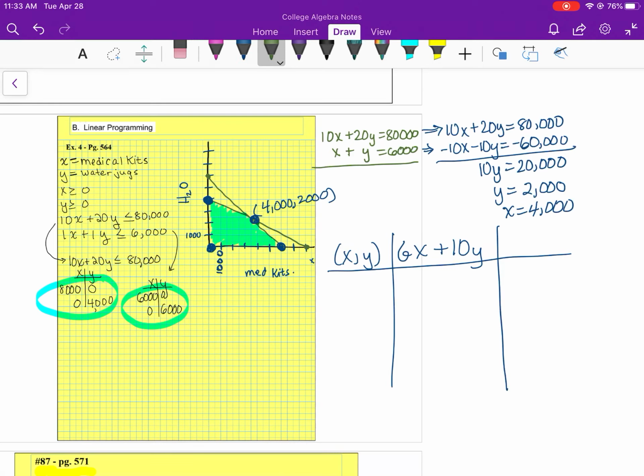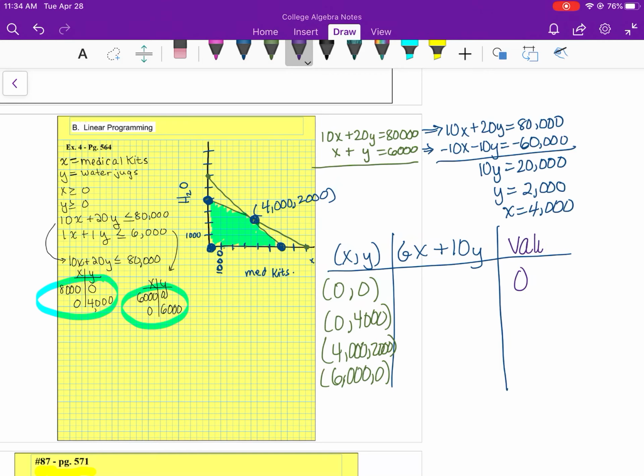So our ordered pairs are going to be 0, 0, and then this point up here, which is 0, 4,000, 4,000, 2,000, and then 6,000, 0. Okay, we're going to take each of these ordered pairs and plug them in. So, of course, if I plug in 0, 0, I get 0 for my value. In other words, I didn't help anybody.